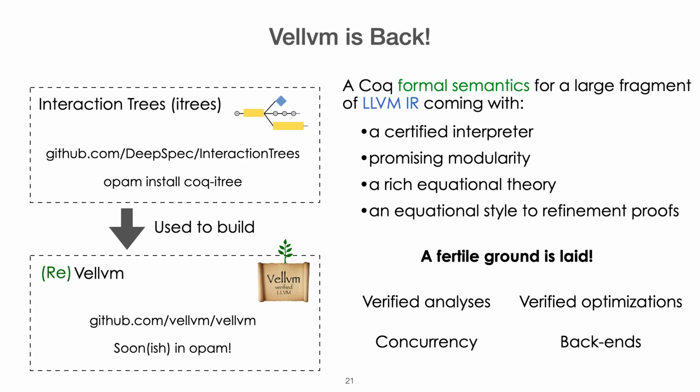To wrap up, this paper is about the revival of Vellvm, a formal semantics of LLVM IR formalized in the Coq proof assistant. This new version of Vellvm is based on a semantic tool called interaction trees that we use in order to gain interesting properties: compositionality, modularity, and a verified interpreter for free. Furthermore, reasoning about semantics allows for a very compositional and equational style of proofs for refinements.